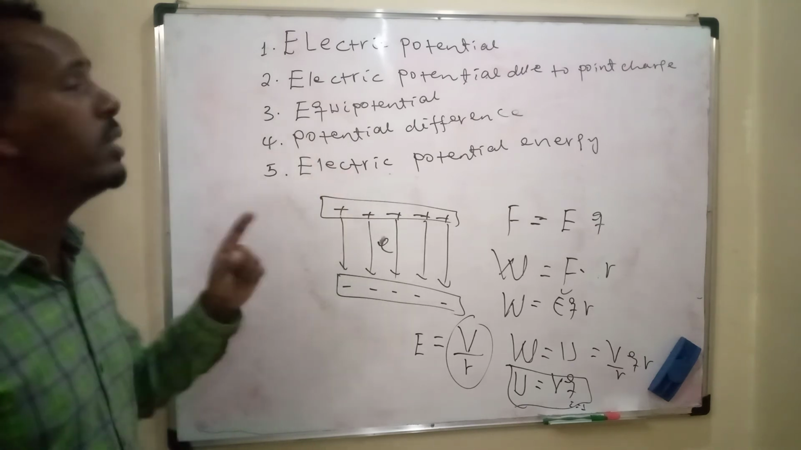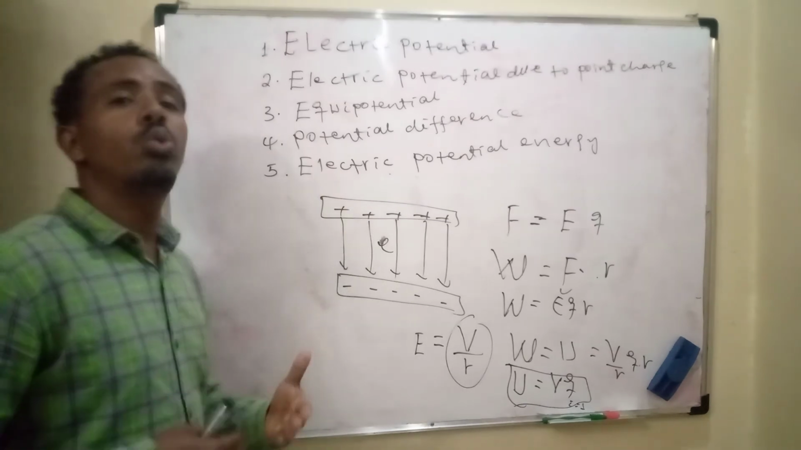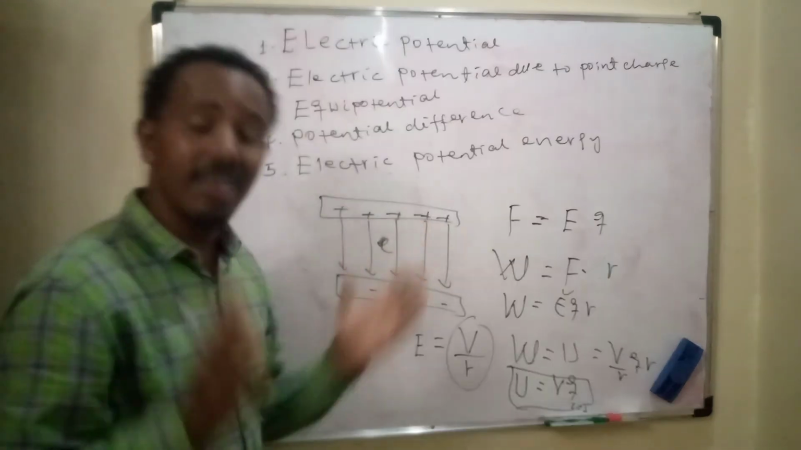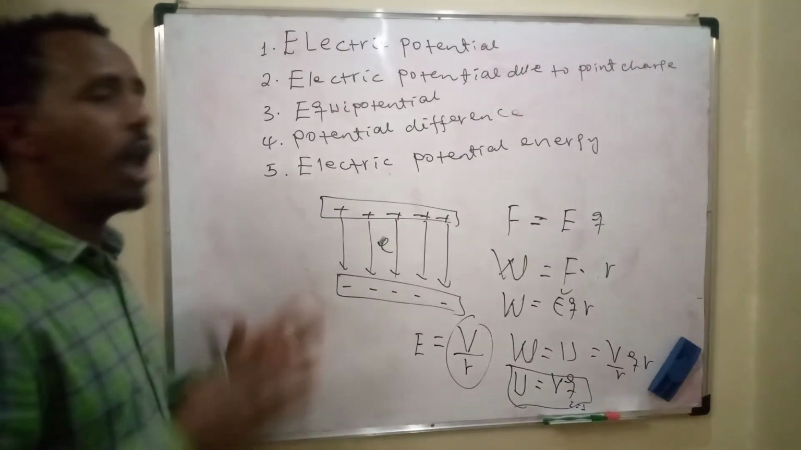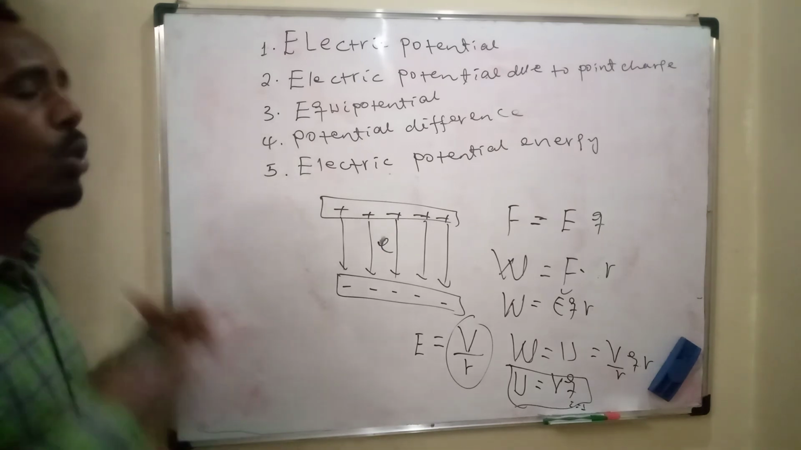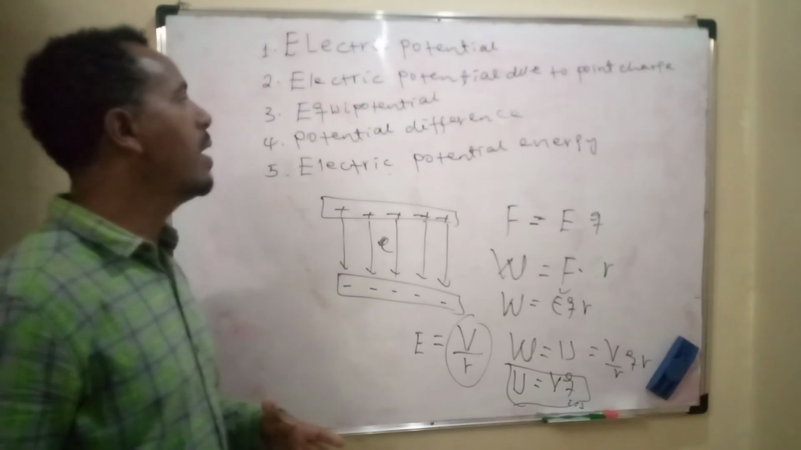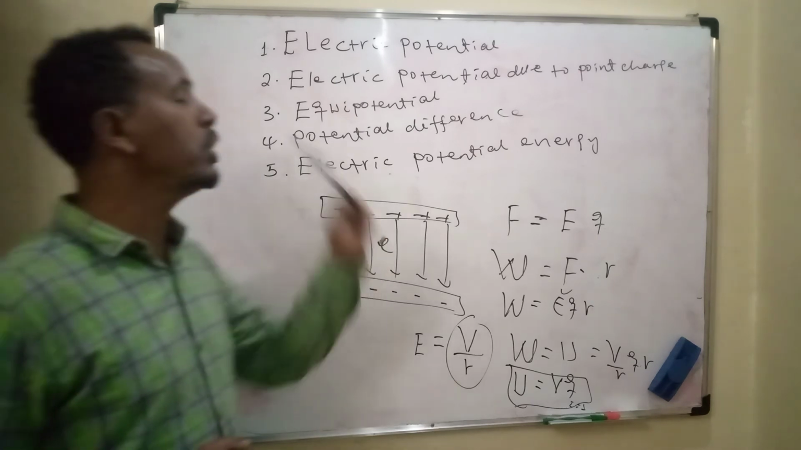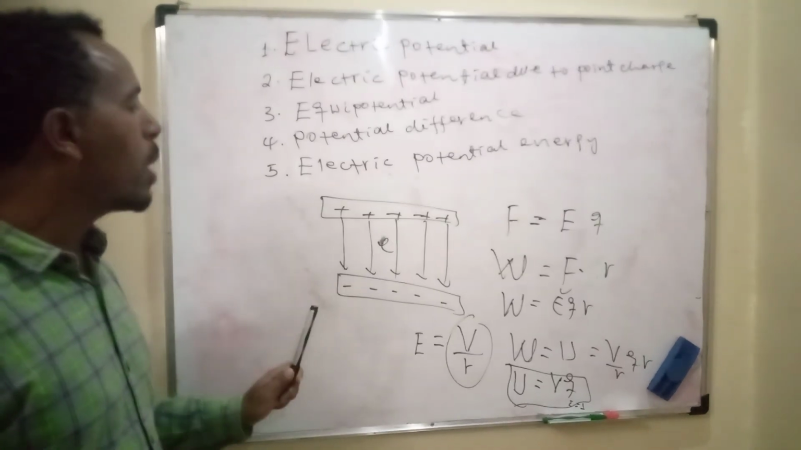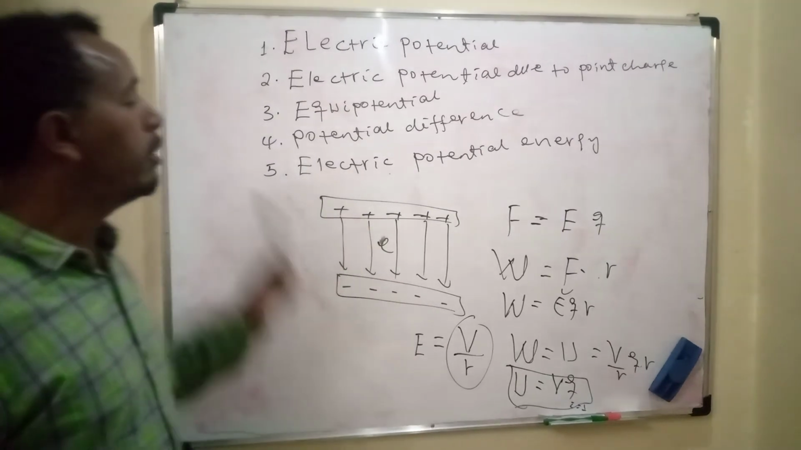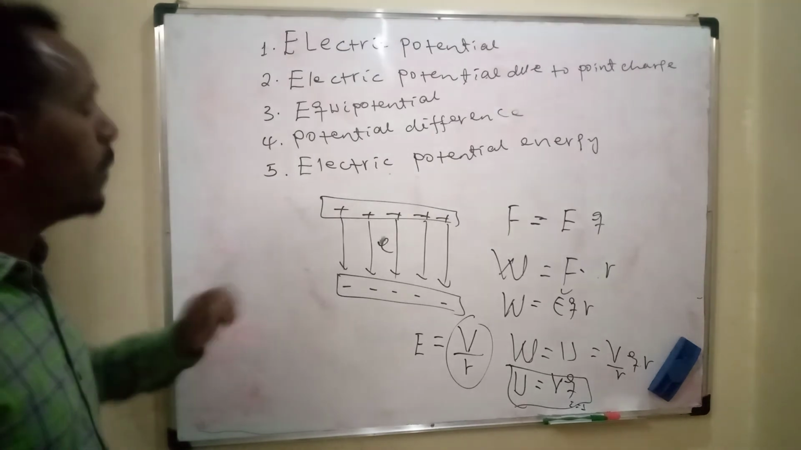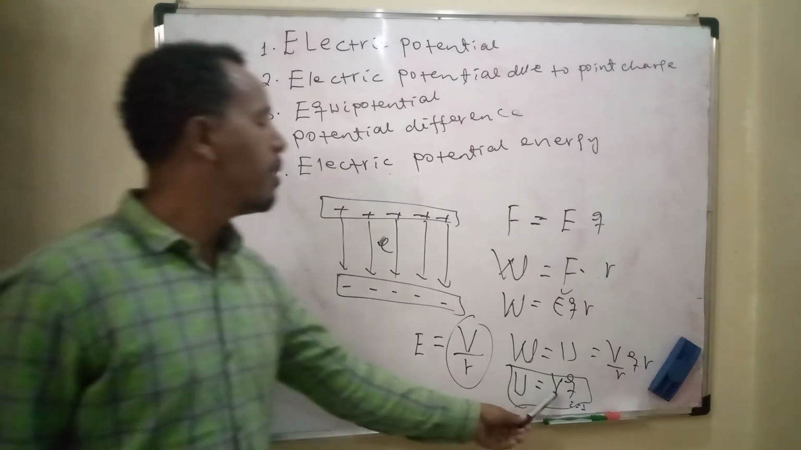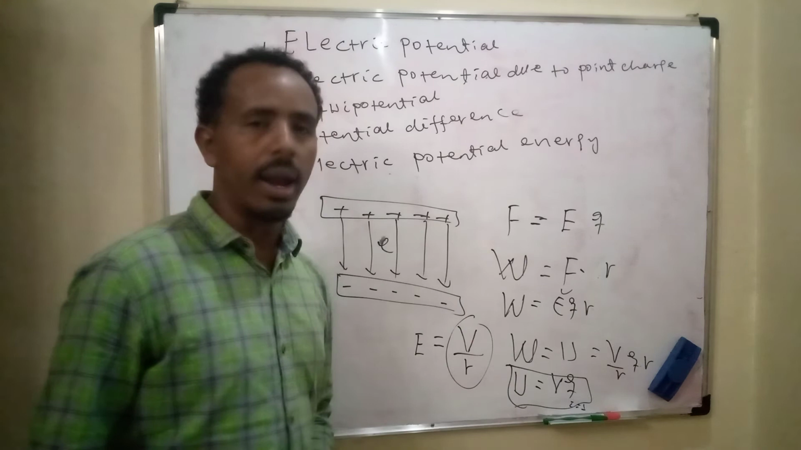Electric potential due to a point charge is the potential produced by a point charge at a certain distance from the charge. Equipotential surface is a surface which has equal potential. Potential difference is the difference in potential between two points or two lines. Electric potential energy is the energy possessed by a particle which is placed in the field, in the uniform field or any other type of field, just like this, which is mathematically expressed as V times Q or EQR.